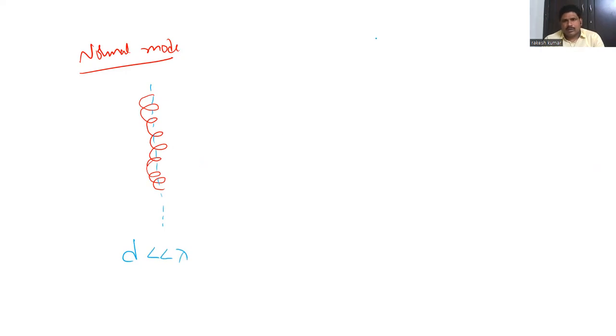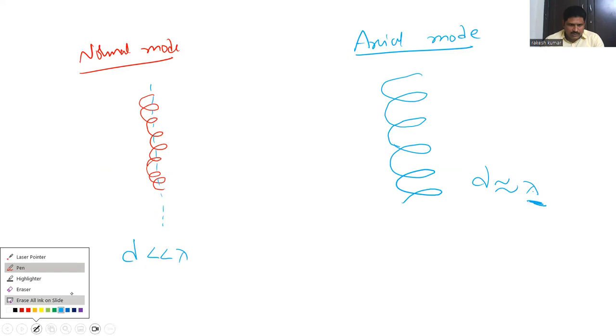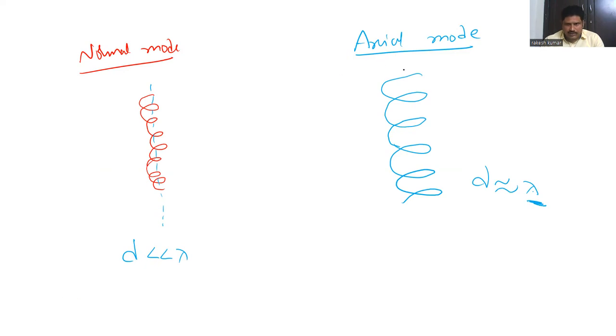Similarly, the other mode is axial mode. Here the helix length is a little bit more when compared to the normal mode, and the dimensions of the helix are almost equal to one wavelength. So here also, let us consider this is the axis of the helix.